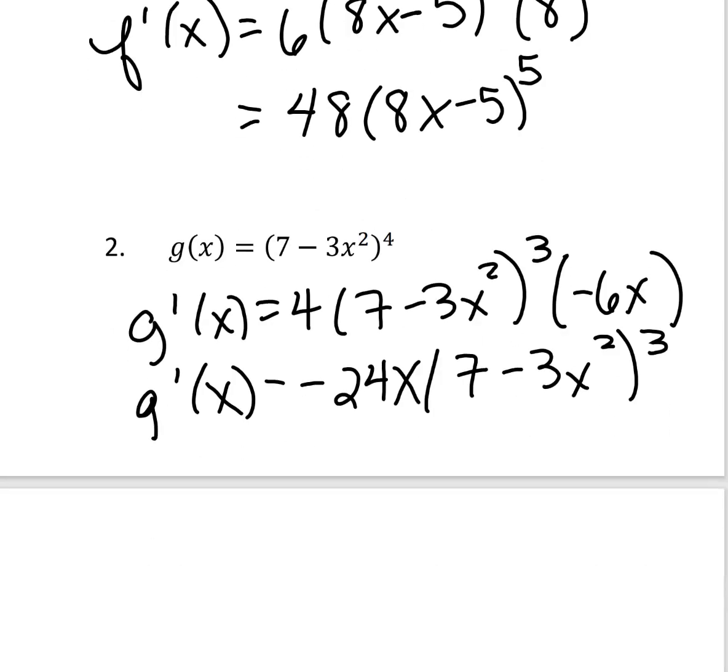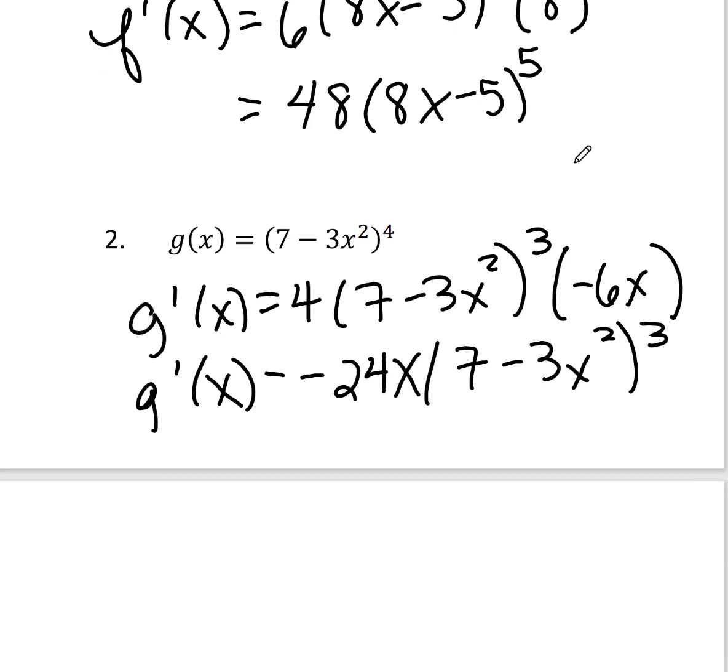So you really have to pay attention to order of operations and what you're allowed to combine and not allowed to combine. Things without powers, like the 4 and the negative 6x, you can multiply those together. The 7 minus 3x squared has a power 3 attached, which means you're not going to touch it. We're not going to expand to the power 3, so we're not going to be able to put those terms inside with the parentheses, but that's okay, we don't need to.